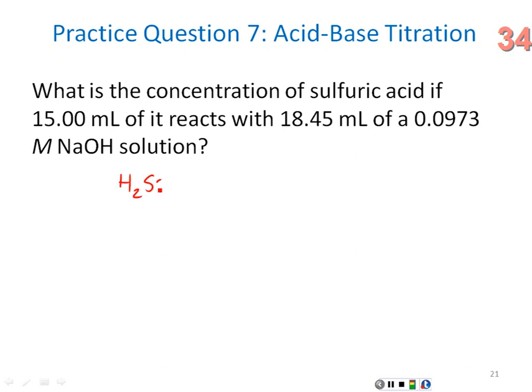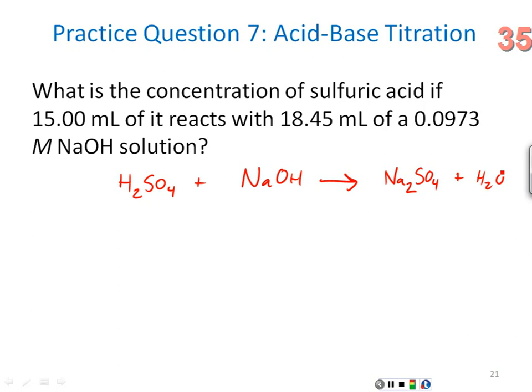Sulfuric acid is H2SO4, sodium hydroxide, NaOH. What you get would be sodium sulfate, NaSO4. But remember, sodium has a +1 charge, sulfate has a -2 charge. So you'll need 2 moles of sodium to balance out that charge. And the combination of the other 2 counter ions would be H2O. That's where our neutralization comes in.